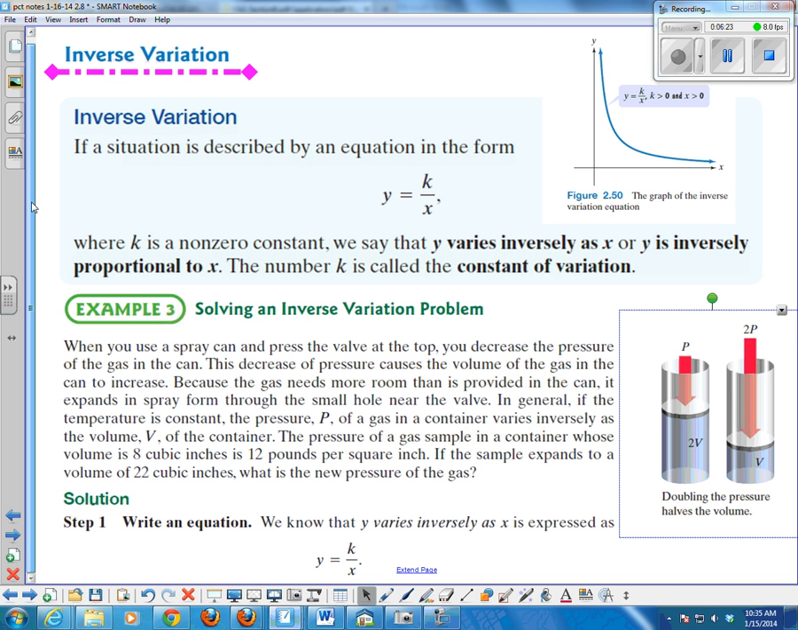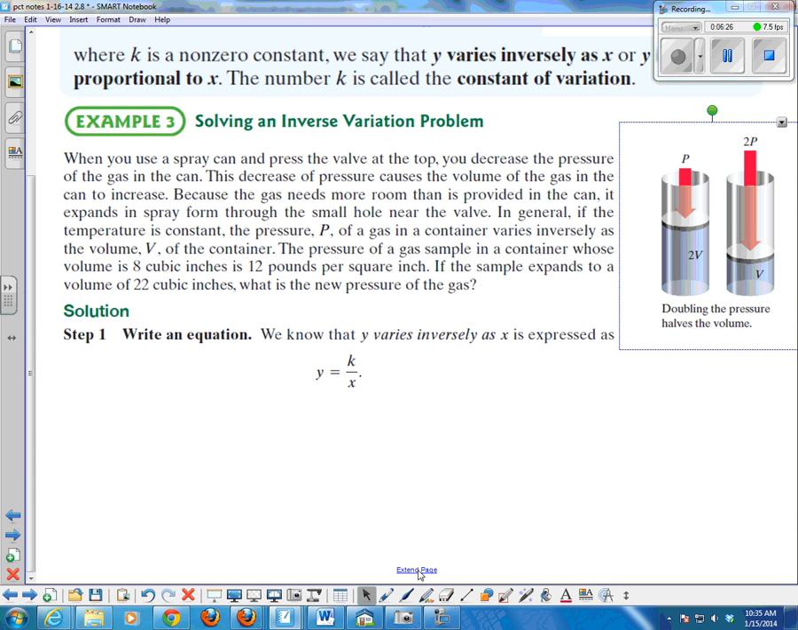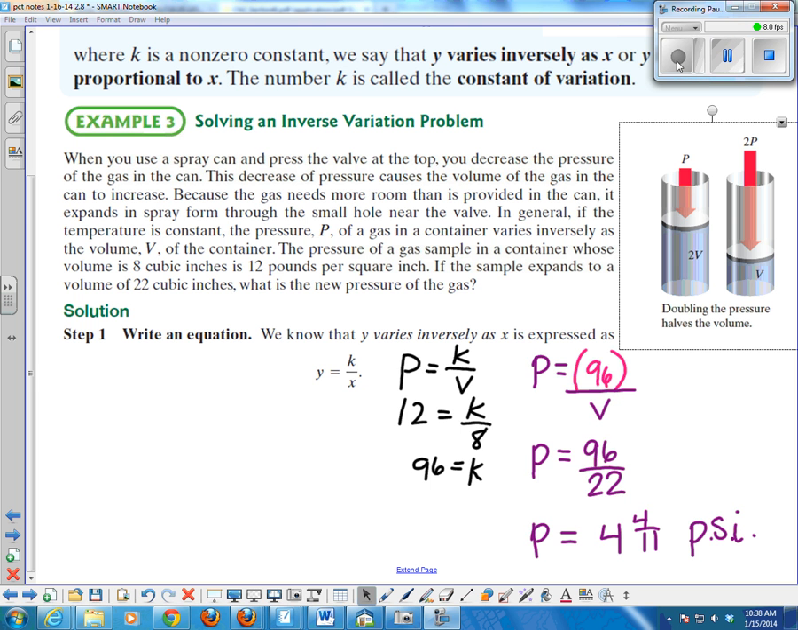Let's look at an example of an inverse variation problem. Take a minute to read this problem. Pause while you read it, and then we'll go back together and solve. Okay, so we're going to start with our standard varies inversely equation. It would behoove you to memorize this and the direct variation equation as well. So start with y equals k over x. Next, write an equation with appropriate variables for the problem. So I chose P equals k over V, so pressure varies inversely as volume. Then use the ordered pair that they give us to find the constant of proportionality.